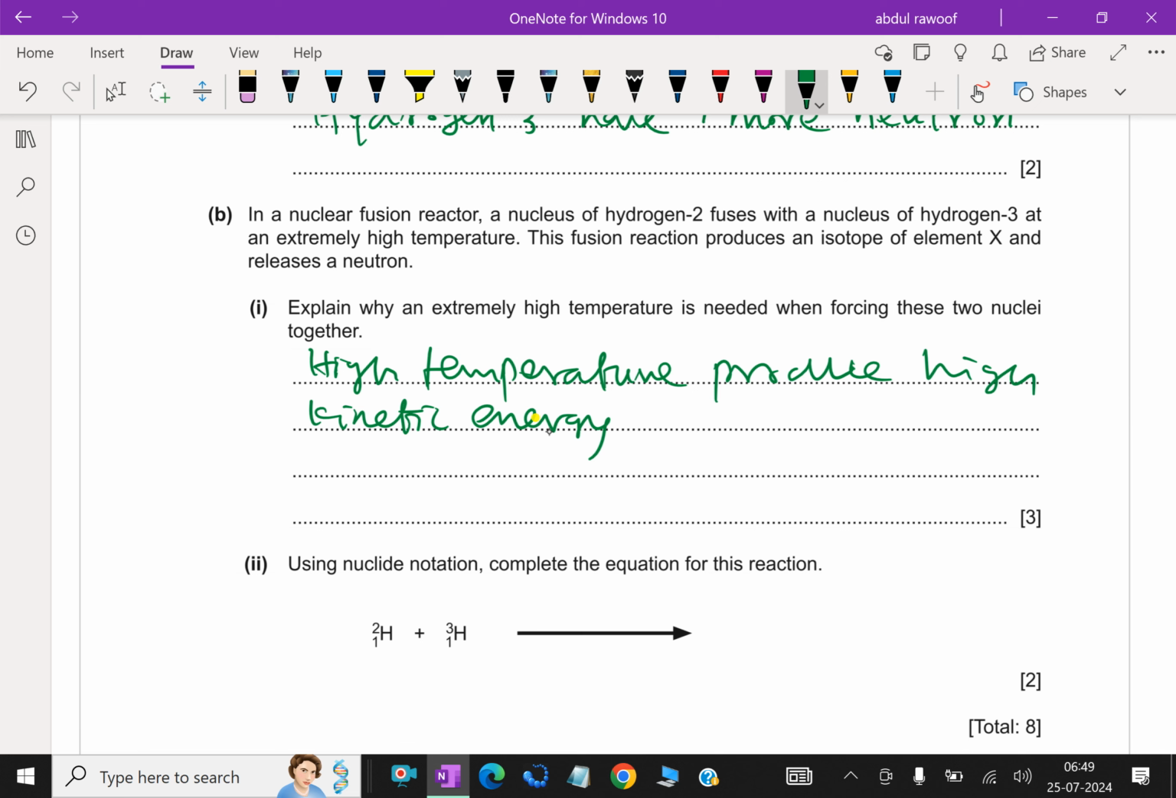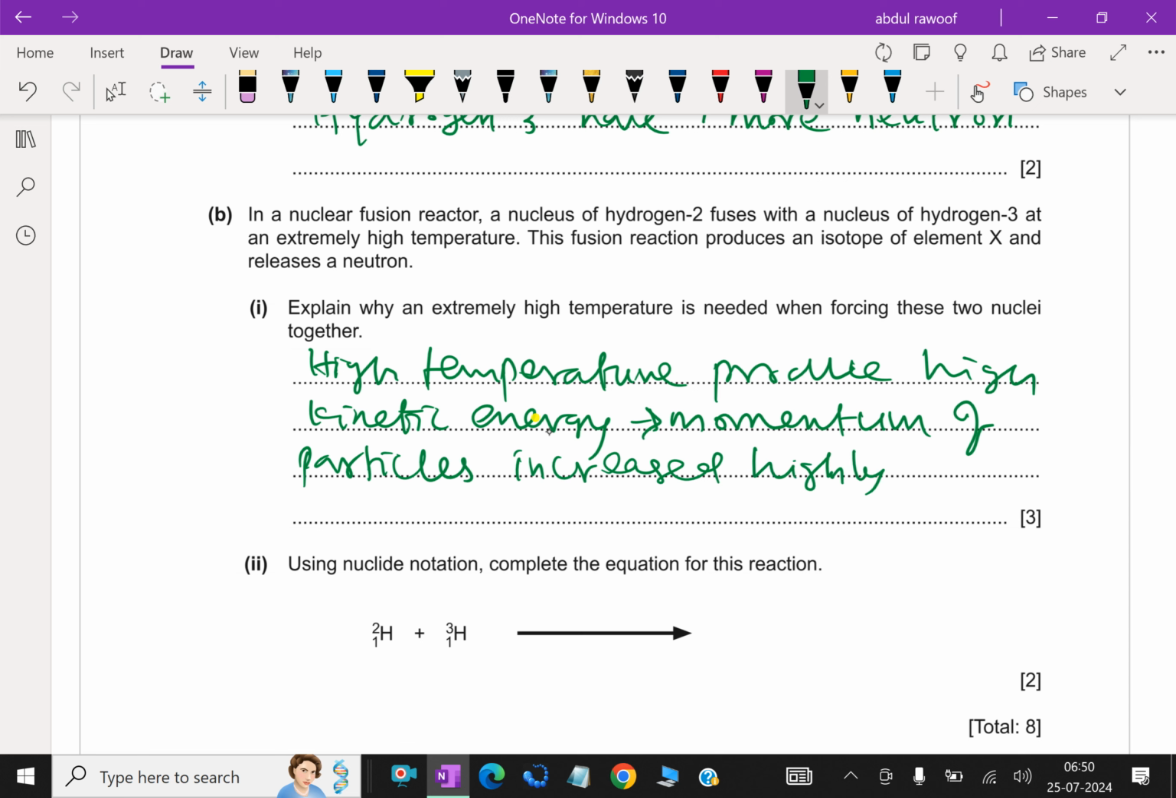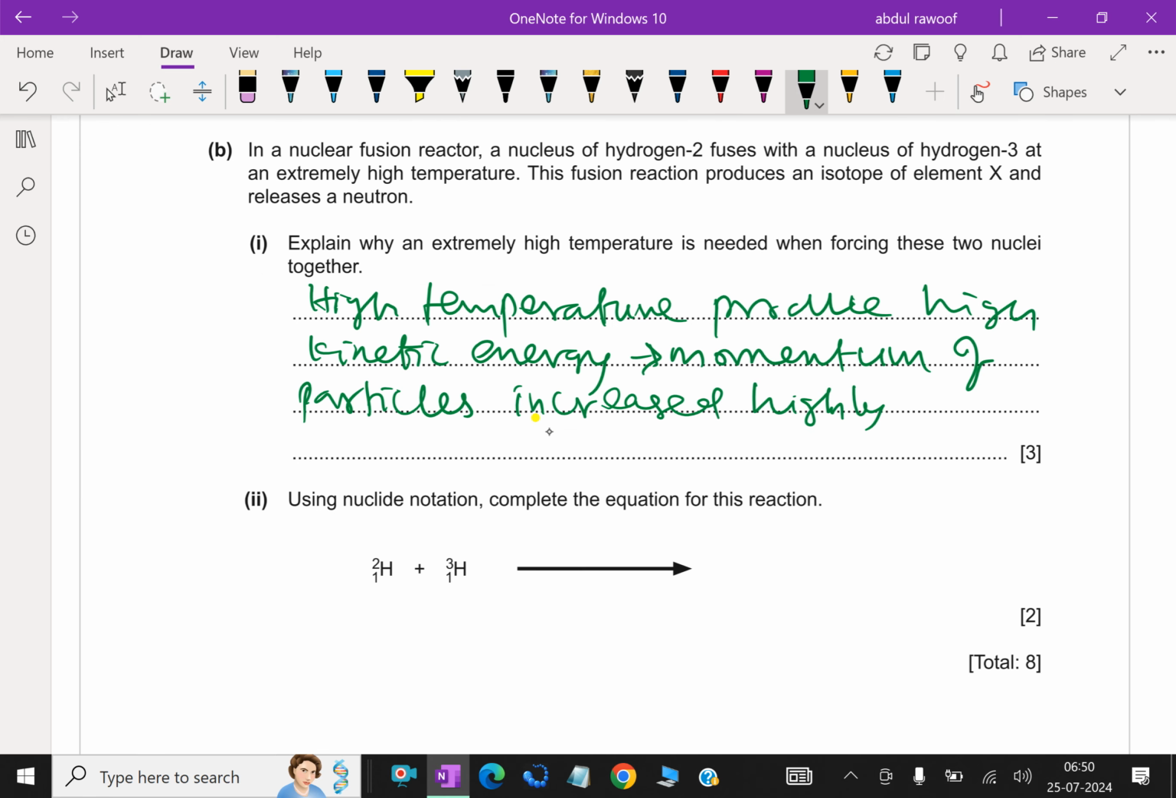With high kinetic energy, the momentum of particles is increased highly. So a large quantity of work is needed.